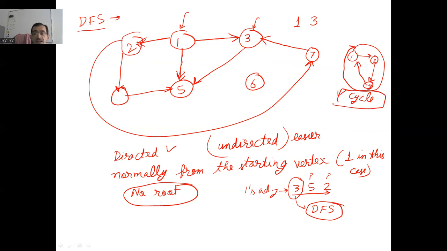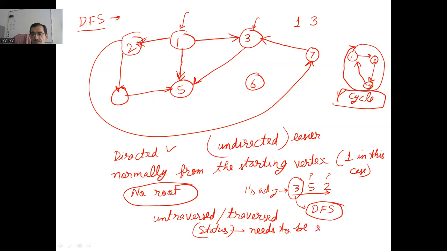So I have to take care of this issue also. I will maintain which node is untraversed and which node is traversed. Initially, all nodes are untraversed, and whenever I am able to traverse a node, I will change its status to traversed. So the status needs to be stored, and of course, we will need extra storage for this. So assume that, yes, we will store it somewhere.